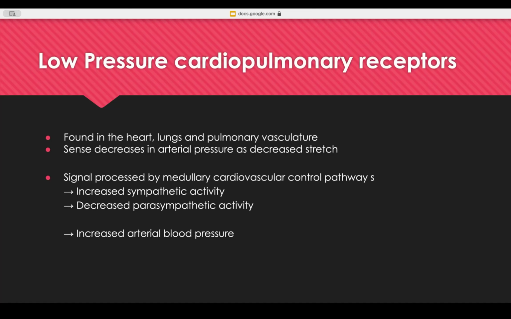You also have low-pressure cardiopulmonary receptors, and these are found in the heart, the lungs, and the pulmonary vasculature. These sense decreases in arterial pressure as decreased stretch. And similarly, these are processed by the medullary cardiovascular control pathways, and can cause an increased sympathetic activity and then decrease your parasympathetic activity to increase arterial blood pressure.